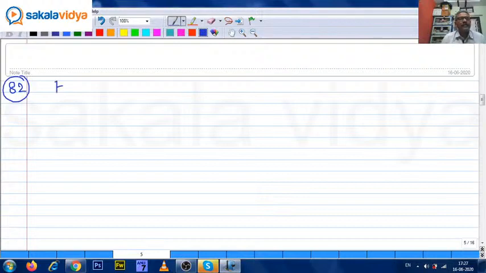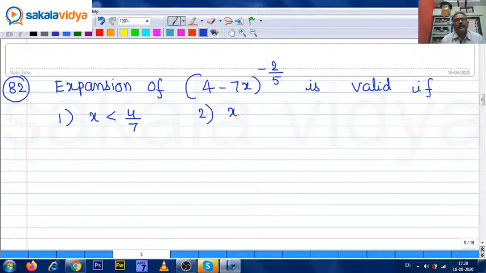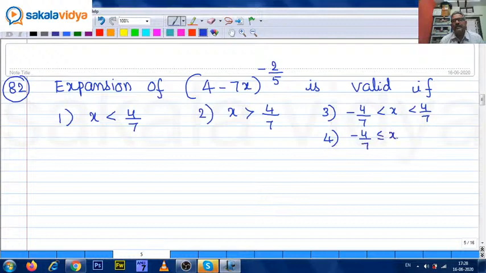Eighty-two. Expansion of (4 minus 7x) whole to the power of minus 2 by 5 is valid if: first option x less than 4 by 7, second option x greater than 4 by 7, third option minus 4 by 7 less than x less than 4 by 7, fourth option minus 4 by 7 less than or equal to x less than or equal to 4 by 7. Okay. So now this expansion is valid.